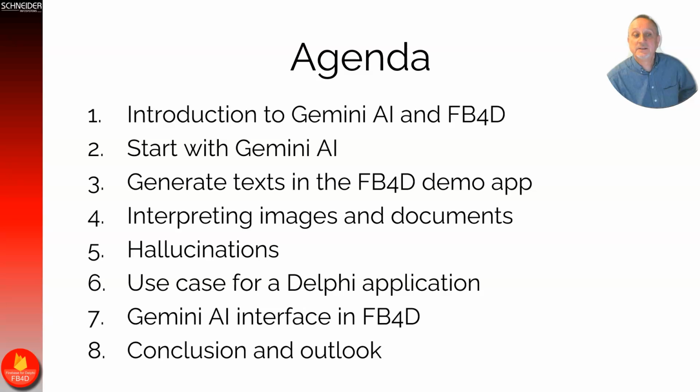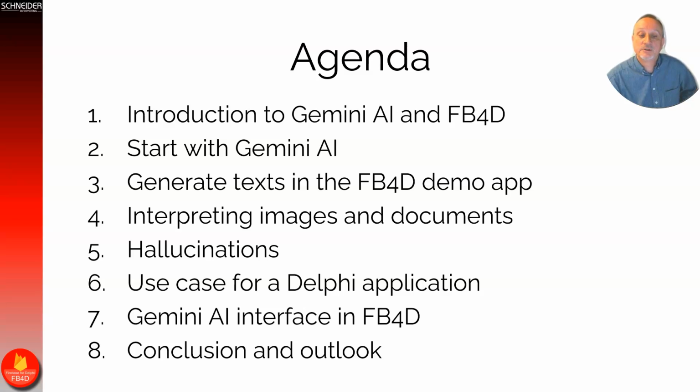What I'm showing today, I will start with an introduction to Gemini AI and my open source library FB4D. Next I will show you how to get started with Gemini AI. Then I will show you the first steps in the demo FB4D app to create texts. In the next step, we will automatically interpret images and documents and output the results in a structured way. But I also want to point out typical problems with LLMs, and I show what hallucinations are.